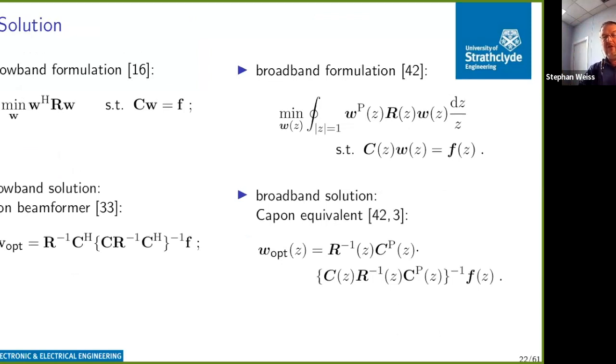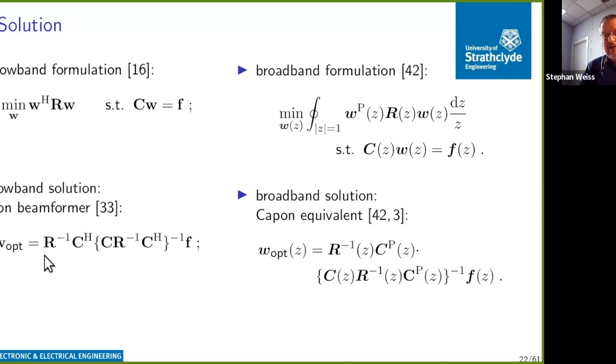So just to repeat, just at the top here, we have the narrowband solution versus the broadband solution, just to emphasize how these narrowband solutions generalize to broadband solutions. If we stick with this polynomial matrix solution, I'll just show you the Capon beamformer below as well. So that's one way to solve this linearly constrained minimum variance problem.